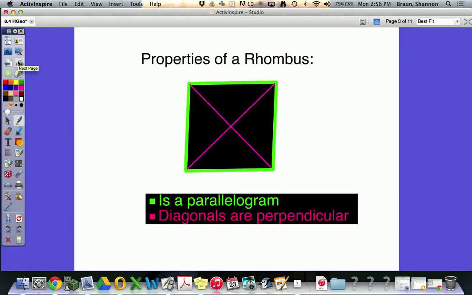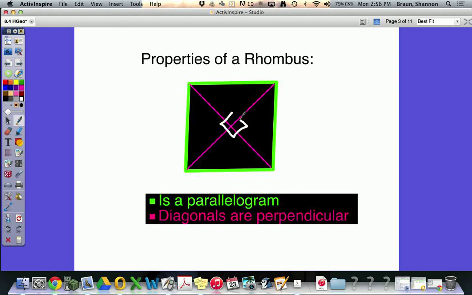So some of the properties that hold true for a rhombus is that it is a parallelogram. So all of the properties that hold true for a parallelogram also hold true for a rhombus. So it has two pairs of opposite sides parallel, opposite angles are congruent, opposite sides are congruent, consecutive angles are supplementary, and then the one additional property that holds true for a rhombus is that the diagonals are perpendicular.